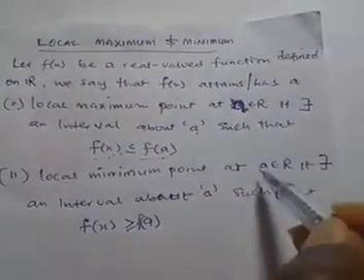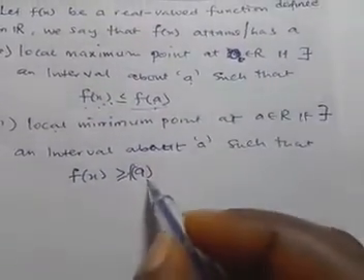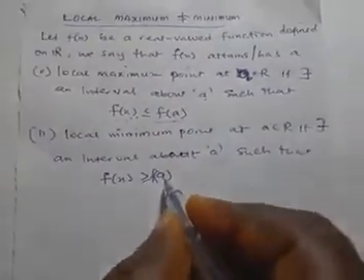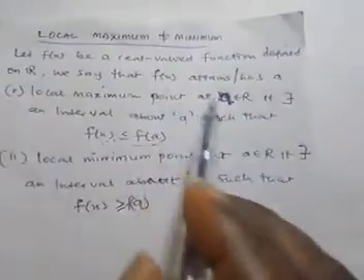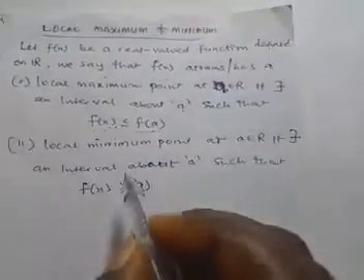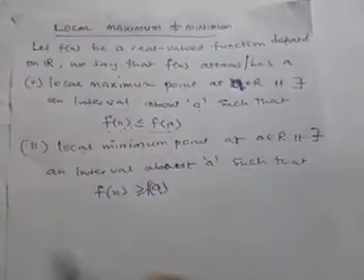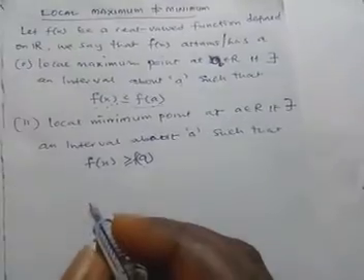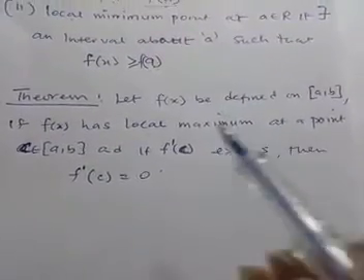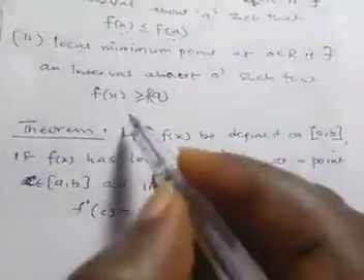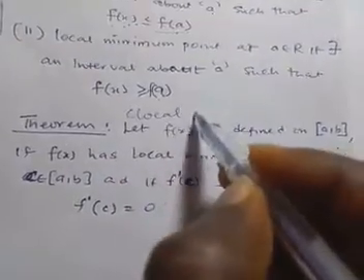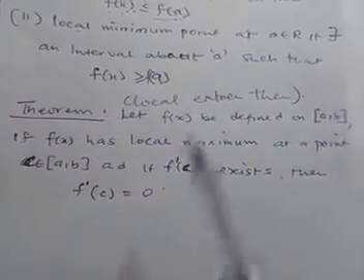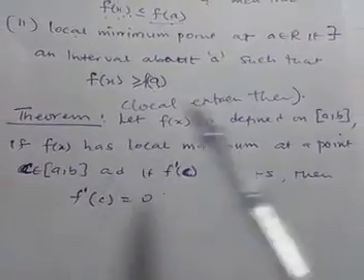And for the local minimum point, if you have the relationship like this, if f of x is greater than or equal to f of a for every point in this interval, then we say that we have a local minimum point. So this will lead us to the following theorem, which we call the local extremum theorem. So this is for maximum. We also have for minimum.